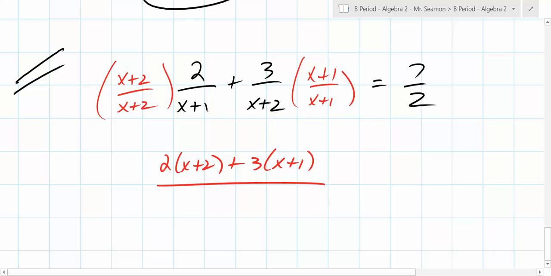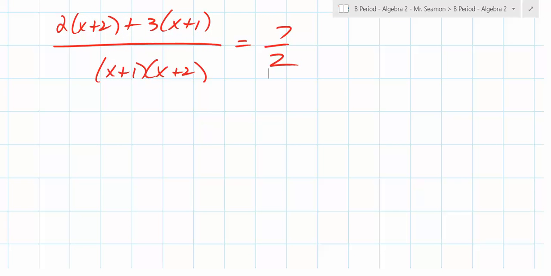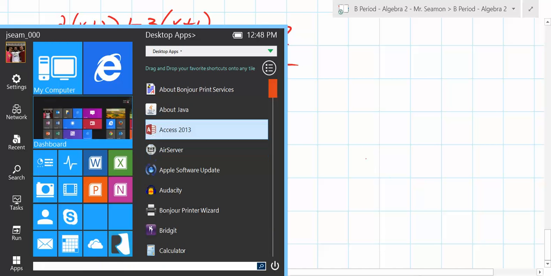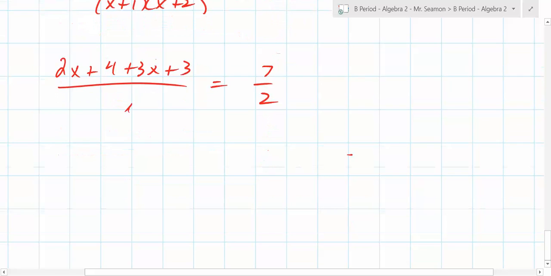And what's the common denominator? x plus 2, and that equals what? So at this point you could what? You could simplify the top, sure. Sure, we can do that. So what's it going to be? I don't know why this is not going away. There we go. So you end up with 2x plus 4 plus 3x plus 3 all over the same thing, right? So you end up with what? 5x plus 7 over x plus 1 times x.